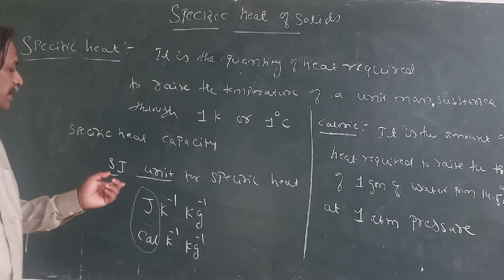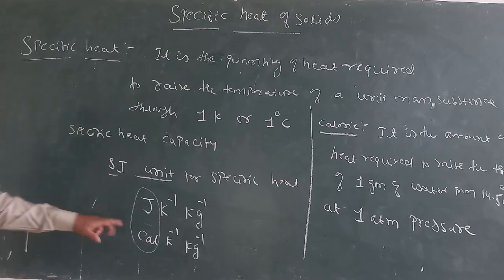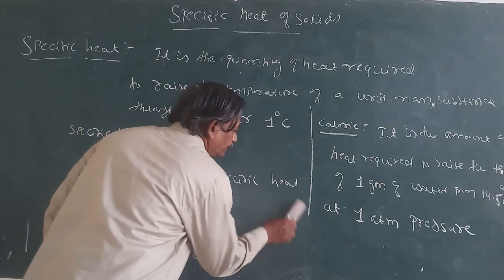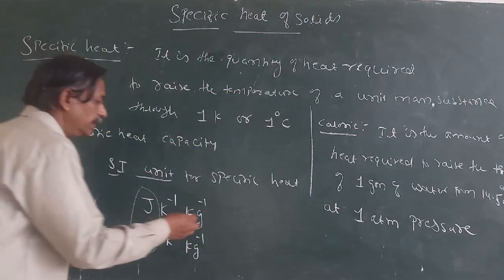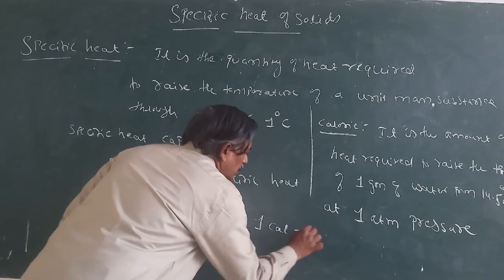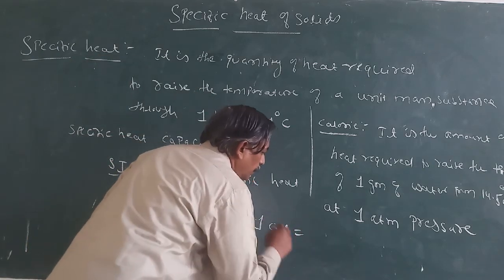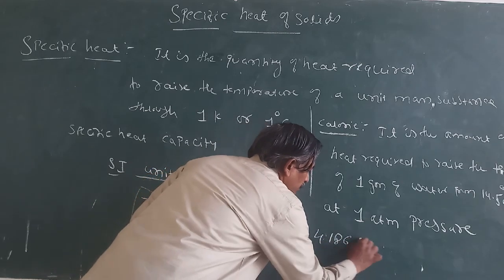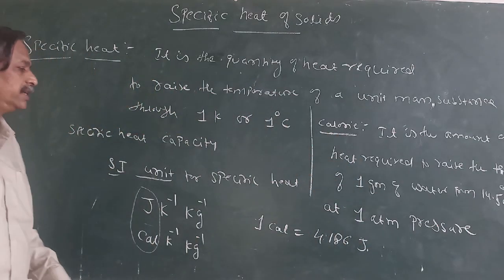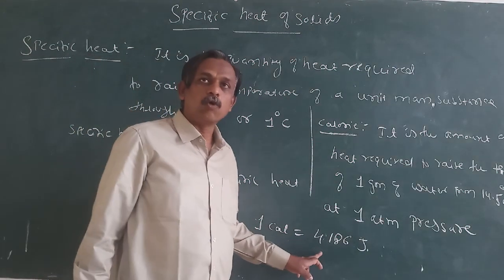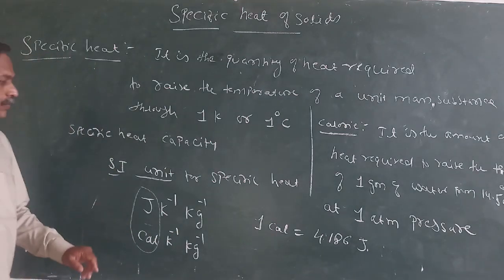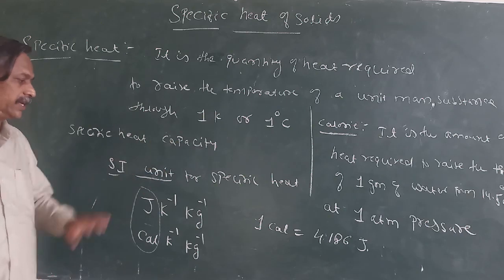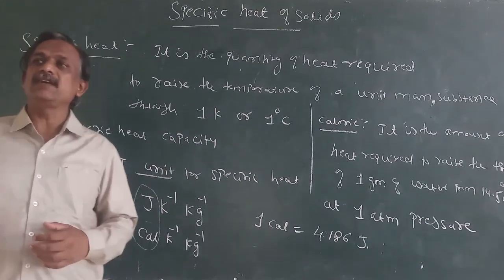Now what is the relation between calories and joules? 1 calorie is equal to 4.186 joules. This is the relation between calories and joules. So this is all about the basic definition of specific heat. Now we will go for the classical theory of specific heat.